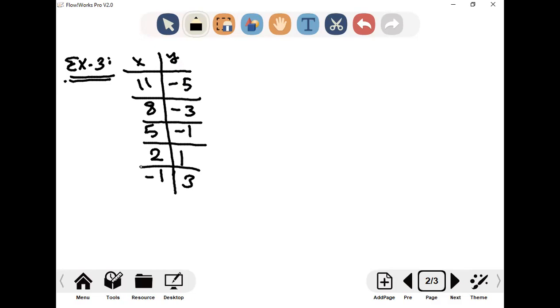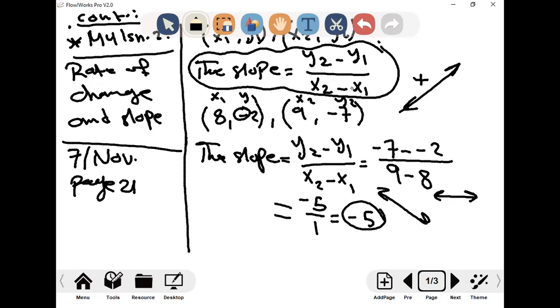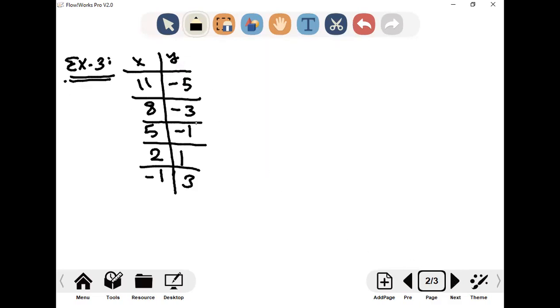Now focus with me. Now we know how to find the rate of change or the slope for the table, right? We will follow this formula, y2 minus y1 over x2 minus x1. Now I will take these 2 points together or different points. If the rate of change or the slope is constant, then this represents a linear function. If it's not, then it's not.